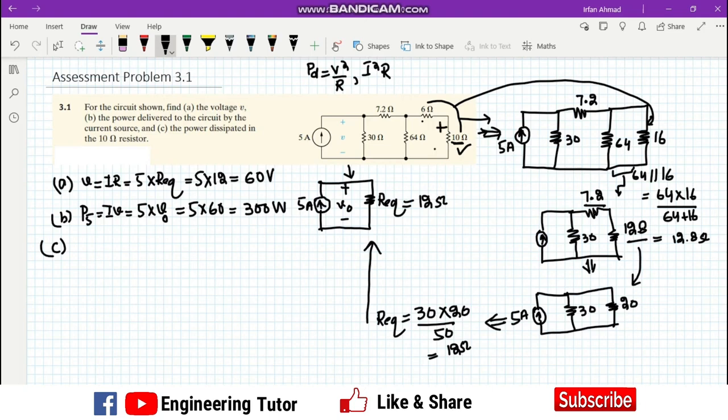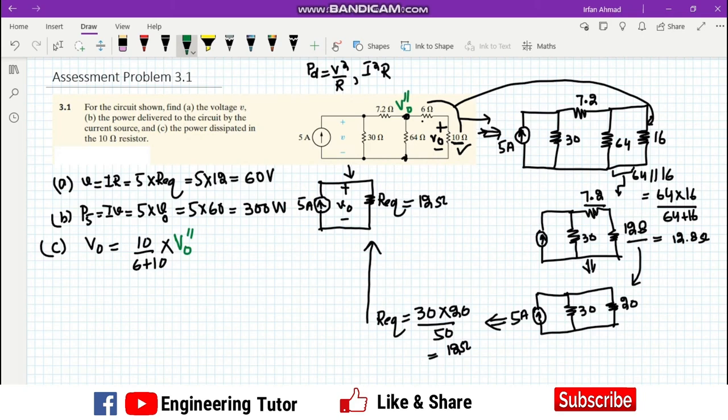So we have to calculate the value of V naught, which is here. To find the value of V naught, we will use the current divider law, which is 10 divided by 6 plus 10 multiplied by the voltage, which is here. Let me call it V naught double prime.